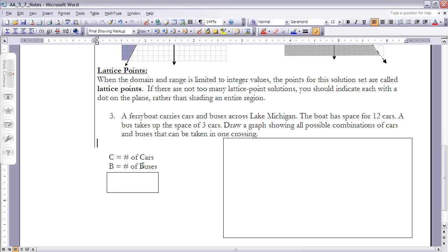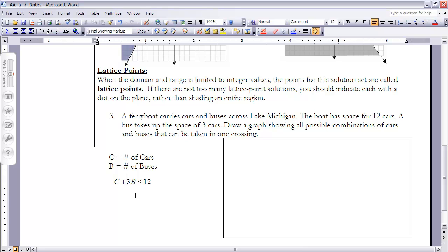And then I want to write an inequality using those variables. Well, the number of cars plus the number of buses is got to be the number of spaces taken up is 12. So I'm going to have the number of cars plus each bus takes up 3 spaces. So I can say the number of cars plus 3 times the number of buses has to be less than or equal to 12. Okay?